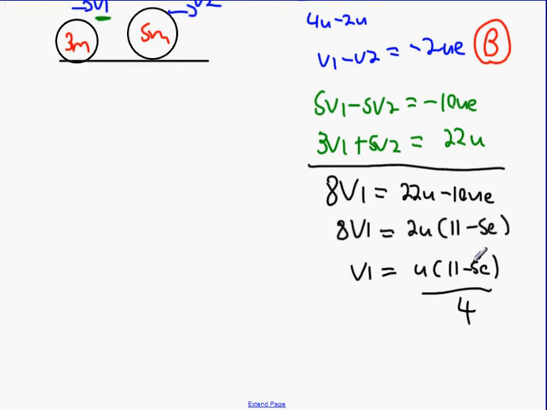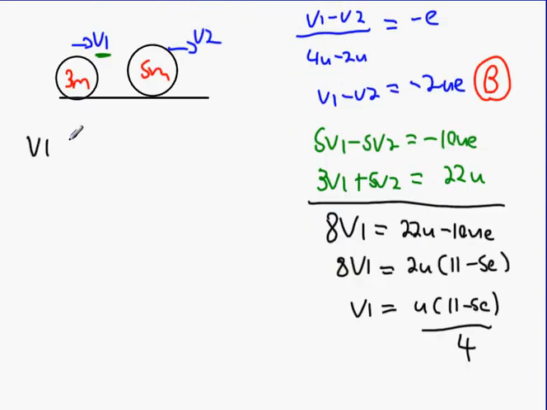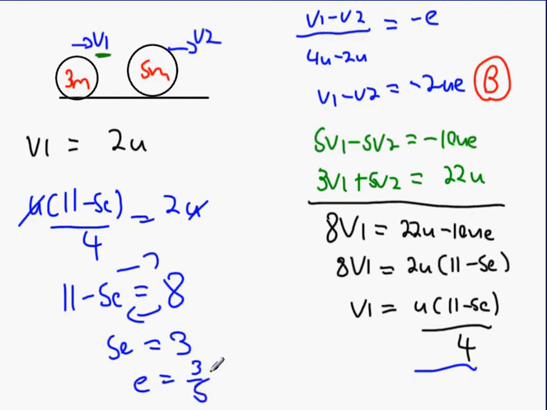We want our speed to be halved. So our speed used to be 4u. We now want v1 to be equal to 2u, because it says it wants the speed to be halved. So therefore this entire expression has to equal 2u. So u into 11 minus 5e all over 4 has to be equal to 2u. The u's will cancel. 11 minus 5e has to be equal to 8. 5e therefore equals 11 minus 8, which is 3. e will equal 3 over 5, or 0.6. Okay? So we know that much is correct anyway.